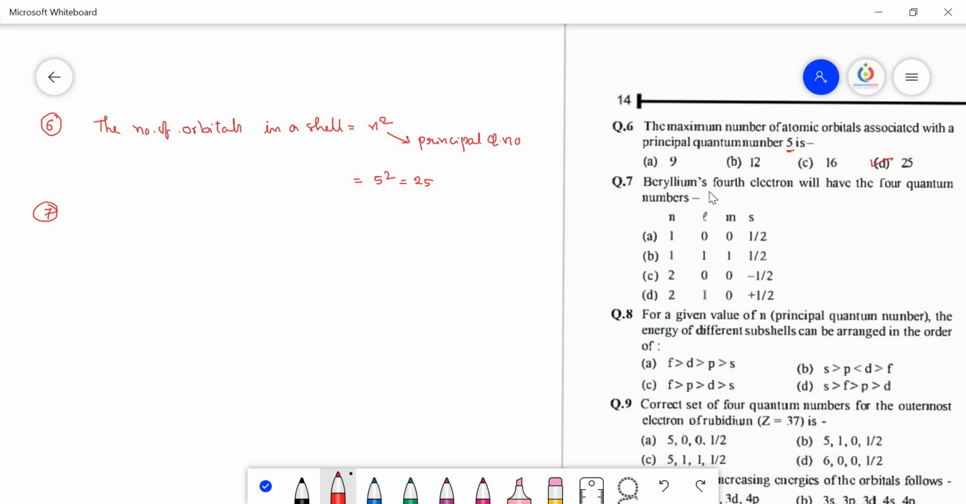Let us solve question number 7. Beryllium's fourth electron will have the 4 quantum numbers. Let us write down the beryllium atomic number, 4, and electronic configuration is 1s2, 2s2. So this 2s orbital has 2 electrons. In that, they are asking for the last electron. See, the number of the shell says about the n value. So n equals 2, and for s orbital l equals 0, and in this s orbital 2 electrons are there.